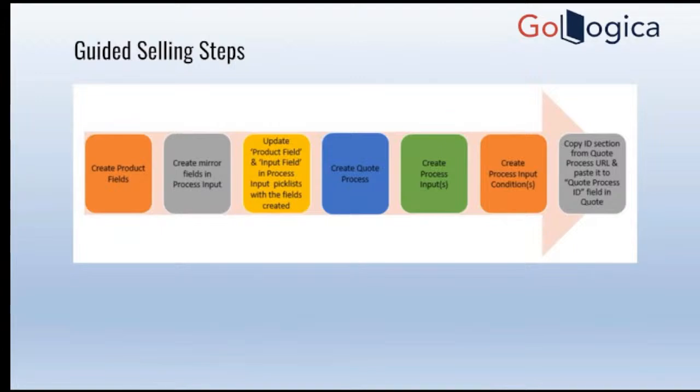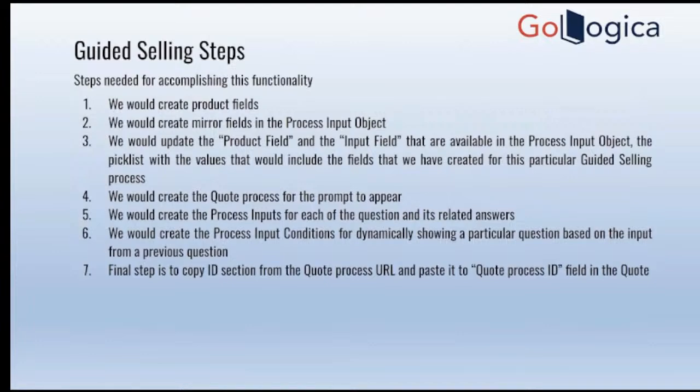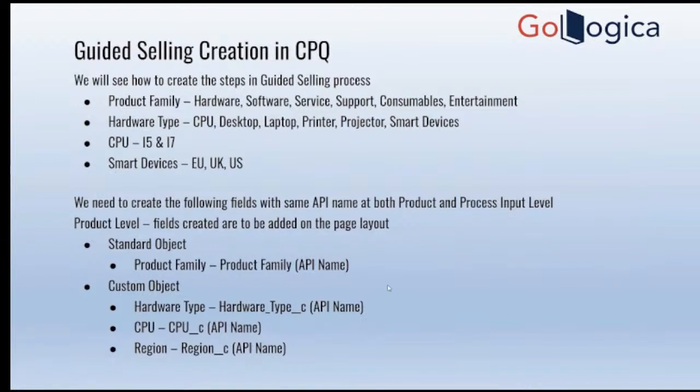Once we have created the mirror fields, we update the product field and input field in the process input pick list values. Then we need to create the code process and the process input questions and conditions. Last, we update the URL we have created for guided selling into the code, which will be available for code guided selling. If we do not update the ID, our code guided selling process will not work. Now we will see how it needs to be done, and how to create the guided selling in CPQ.